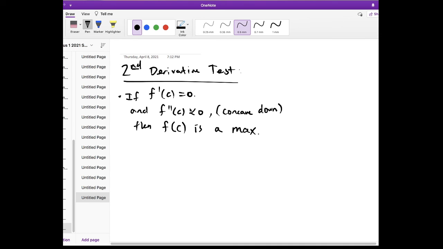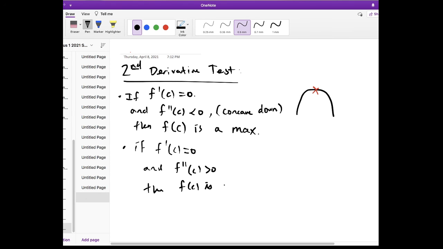Yeah, so don't be confused, the less than and down, max, right? I would draw the picture. This is concave down, so that picture shows you max. Similarly, if the derivative is 0 and the second derivative is bigger than 0, then f of c is a min. So bigger than 0 is concave up, and then you have a min. Okay, and then one definition left.